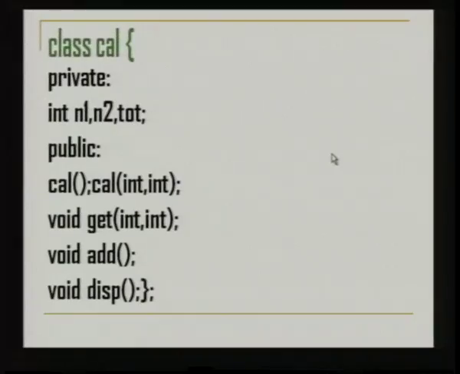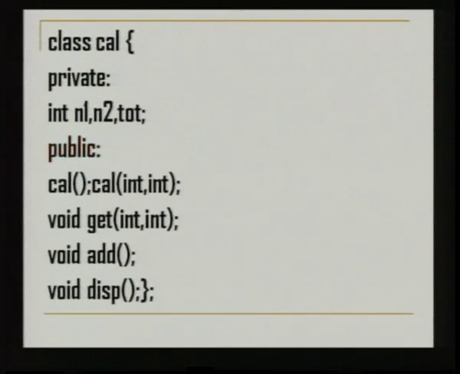Here again you are having a class, the name of the class is CAL, it is a short form for calculate. Here you are having private data members of integer type, 3 variables n1, n2 and TOT. TOT is a short form for total. So, from this itself you can identify that you are trying to calculate the sum of 2 integer numbers. Then you are having the public part of the class. Here if you see there are 2 constructors, one constructor is cal with no arguments, the other constructor is also cal with 2 integer arguments. Then you are having get member function with 2 integer arguments, you are having an add function and you are having a display function.